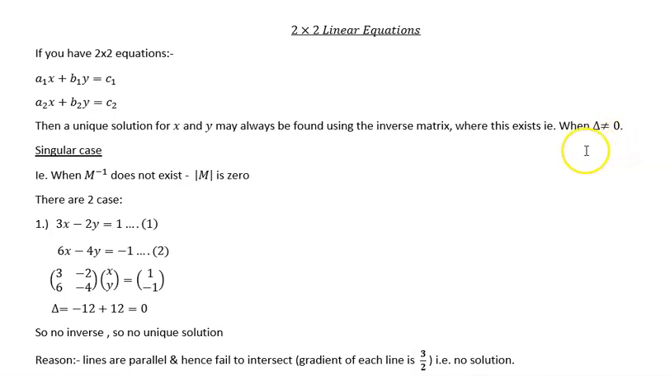Now, what happens when the determinant is 0? If the determinant is 0, then there is no inverse, and really what that means is there's no solution to this equation. Just to correct what I've just said, there's no unique solution. So here, when the inverse of M does not exist, your determinant is equal to 0.